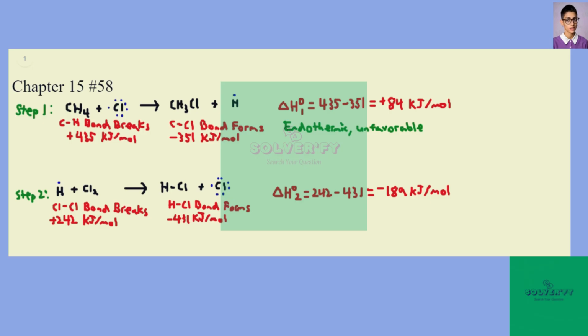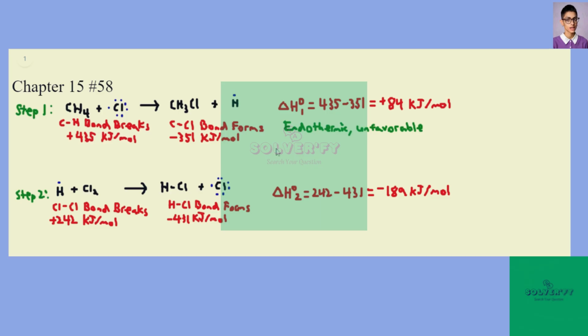However, we were asked to calculate delta H naughts for both steps, and so the delta H naught for step two is based on a chlorine-chlorine bond breaking, which requires 242 kilojoules per mole, and a hydrogen-chlorine bond forming, which will release 431 kilojoules per mole, for a delta H naught for step two of negative 189 kilojoules per mole. So step two is exothermic.